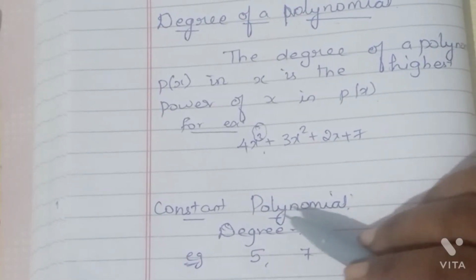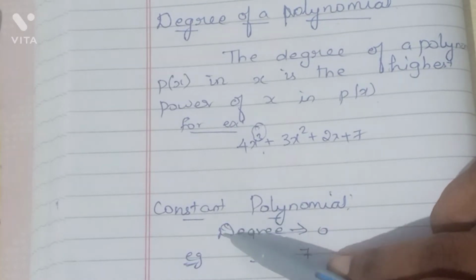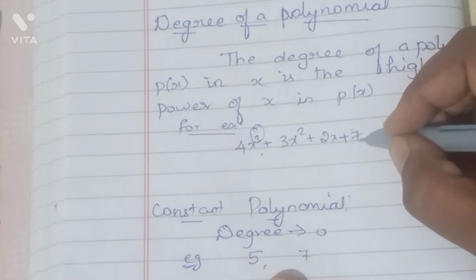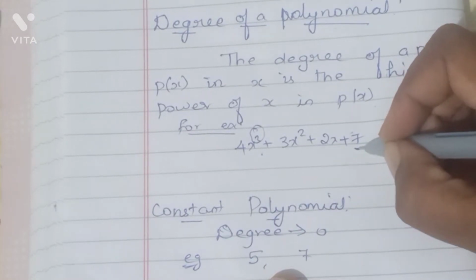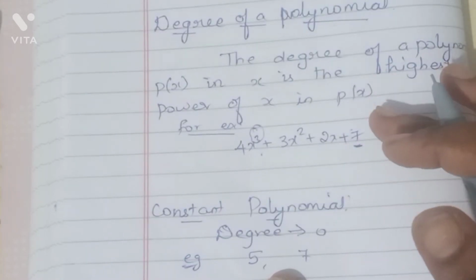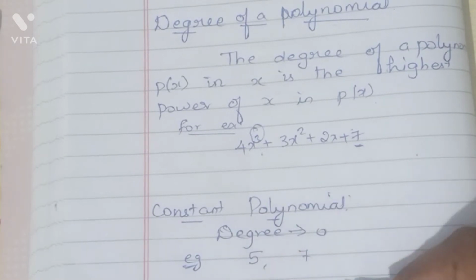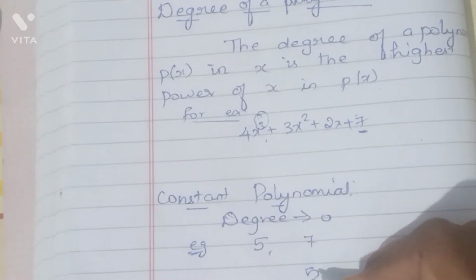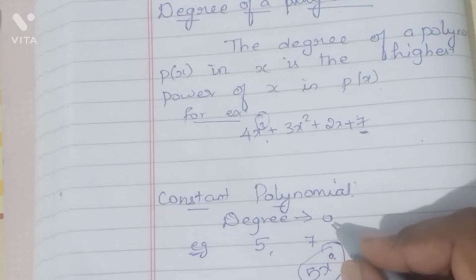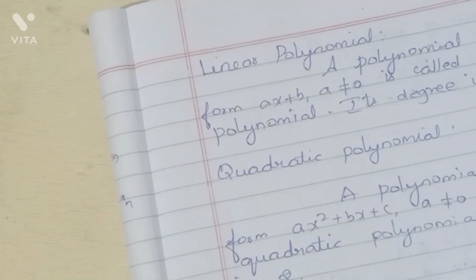The next one is constant polynomial. What do you mean by constant polynomial? A constant polynomial means the degree will be 0. As we already discussed, the last term we call the constant. So if I consider just 5 alone or 7 alone, I can write 5 as 5x power 0. So what is the degree of a constant polynomial? It is 0.